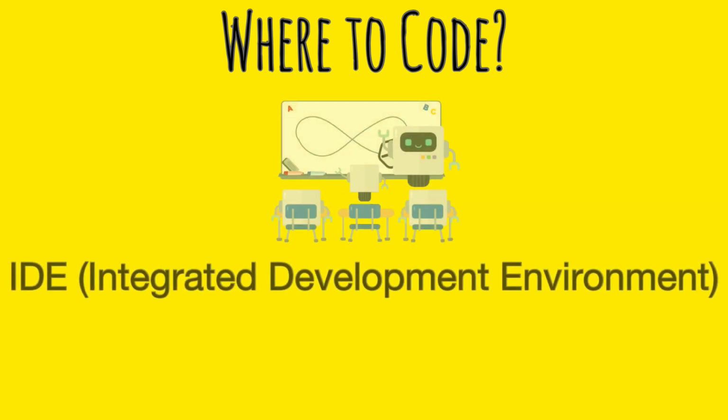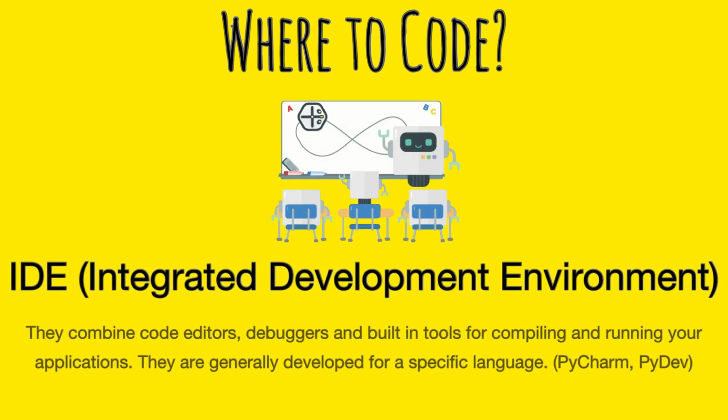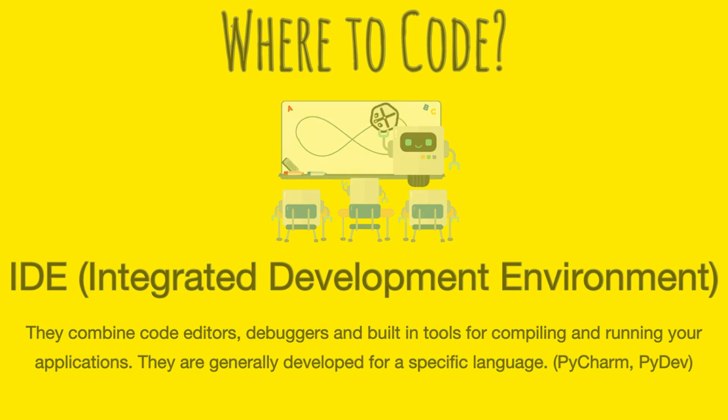Last but not least are the IDEs, which are Integrated Development Environment. They provide additional functionalities along with our text editor that can be used for compiling, building, running, or even testing our applications. IDEs are usually developed for a specific language. For Python, there are a couple of IDEs such as PyCharm, PyDev. As a part of this course, we'll be using a text editor called Visual Studio Code.